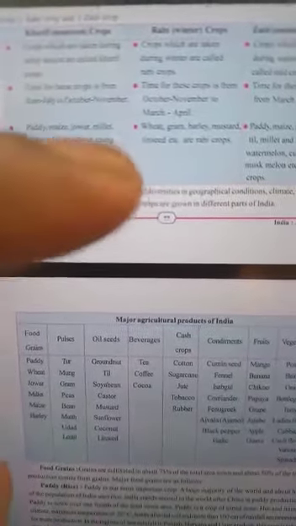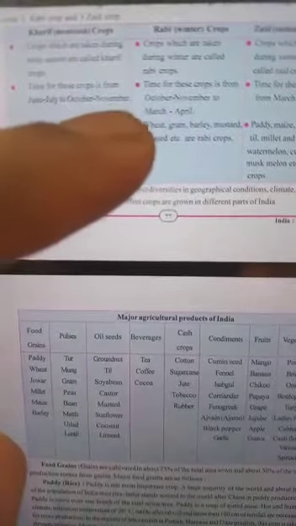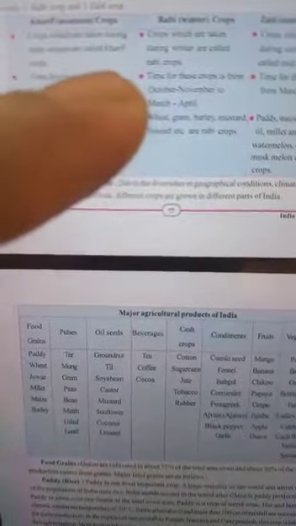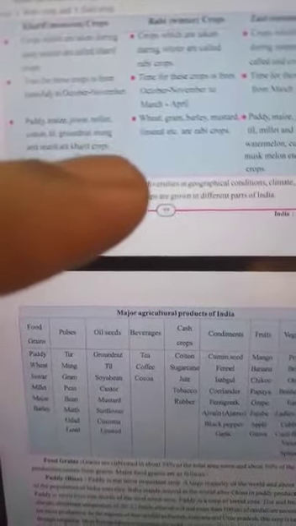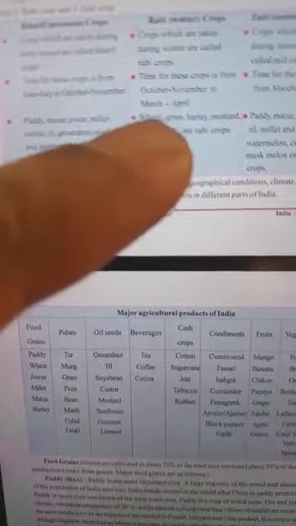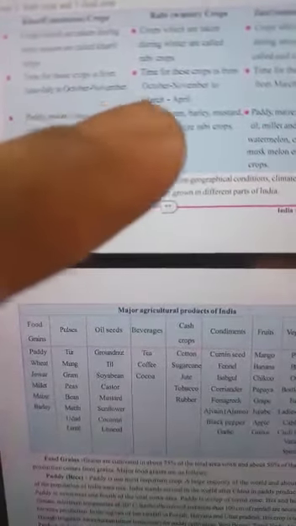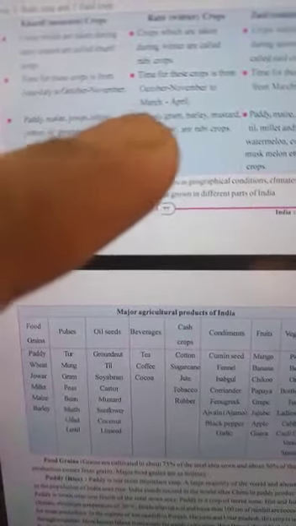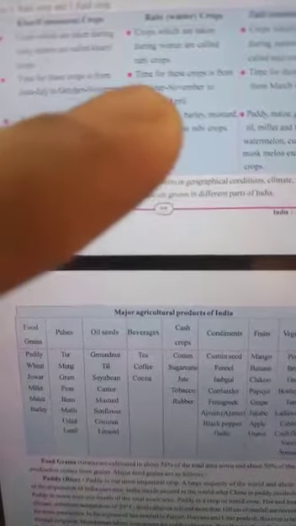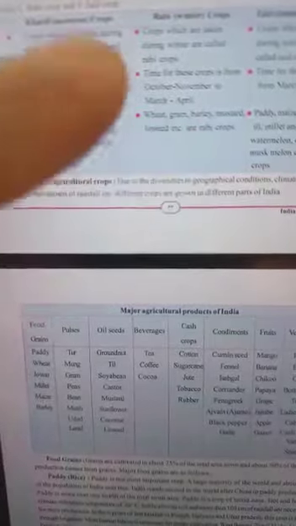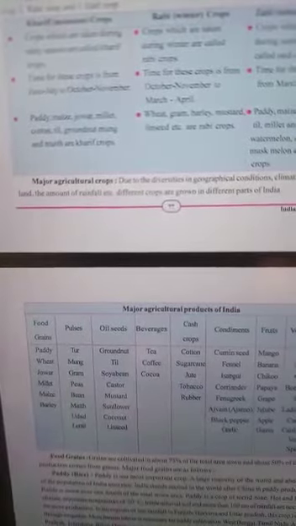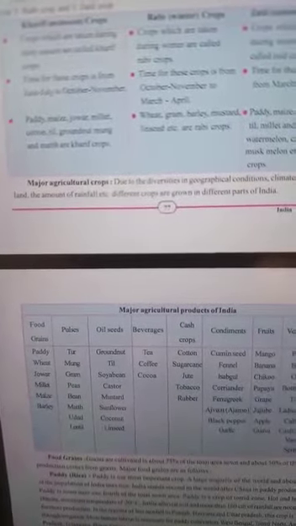So we will move to the next point. The time for kharif crops is June to July to October to November. The time for rabi crops is from October to November. And the time for zaid crops is March to June. So kharif crops are from June to July, rabi crops from October to November, and zaid crops from March to June.